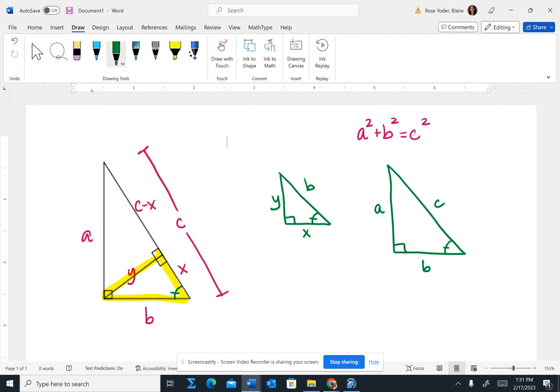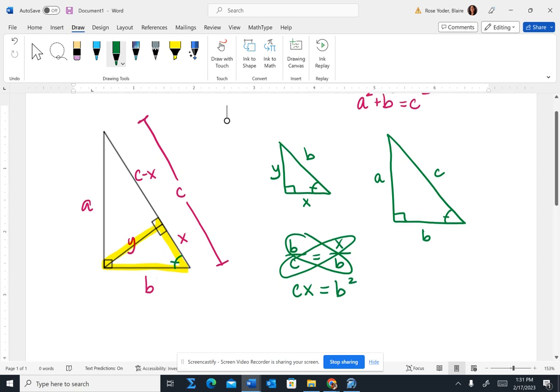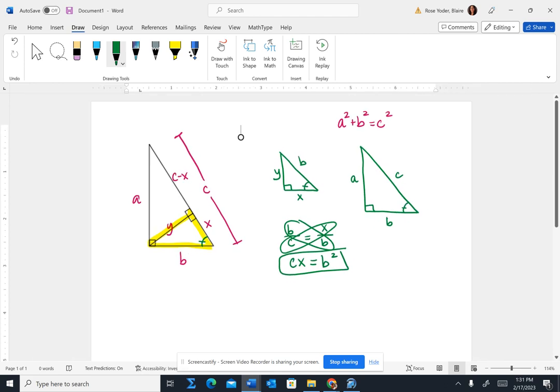So this is what I'm going to set up first, and I'm going to set up a proportion and cross multiply. So I'm going to skip the side with the Y, and I'm going to go with B corresponds with C, and X corresponds with B. When I cross multiply, I'm going to get CX equals B squared. All right, hold that thought. I'm going to save that for later, and I want to do two other triangles.